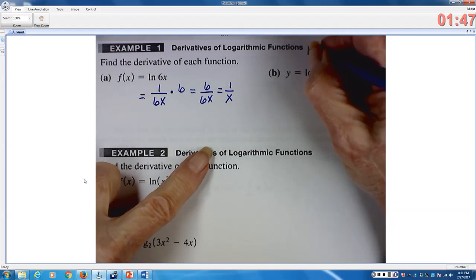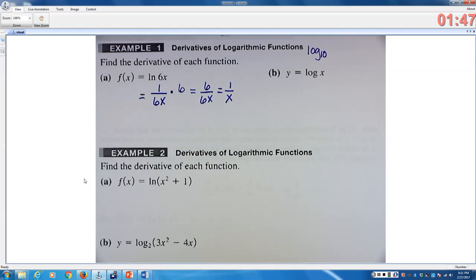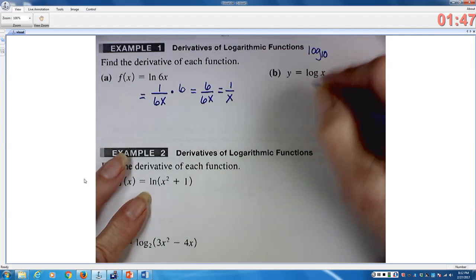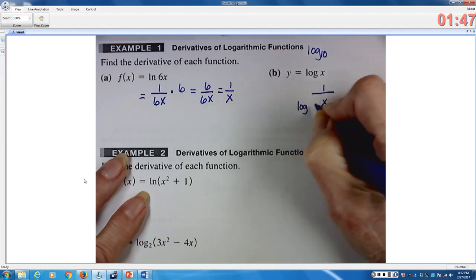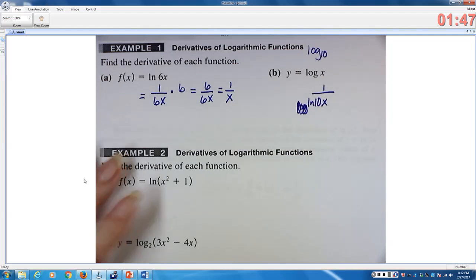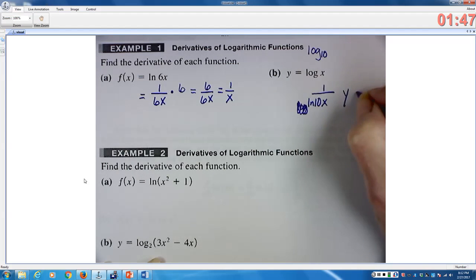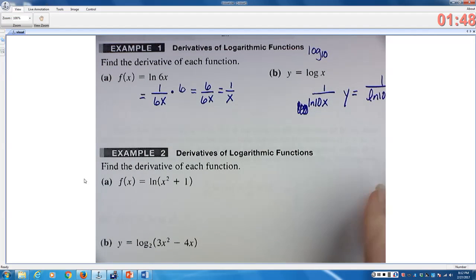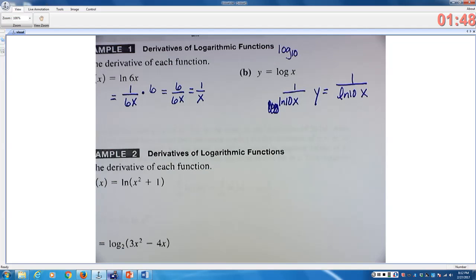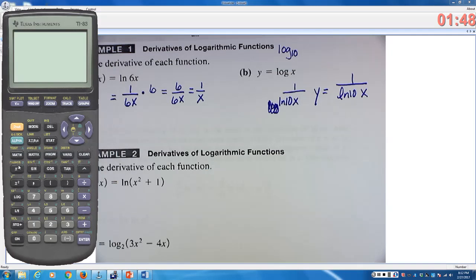When you see log without a base, that base is automatically assumed to be 10. If it's not 10, they have to tell you what it is, but if you don't see any base there, it's 10. So the log base 10 of x is 1 over x, but you multiply the x by, I'm sorry, not log, the natural log of 10. So y prime is equal to 1 over the natural log of 10 times x. And the natural log of 10 is just a number. You could change it to a decimal if you wanted to, but your MyMathLab is going to want you to actually give it as ln of 10. But just so that you understand, it is just a number, okay?